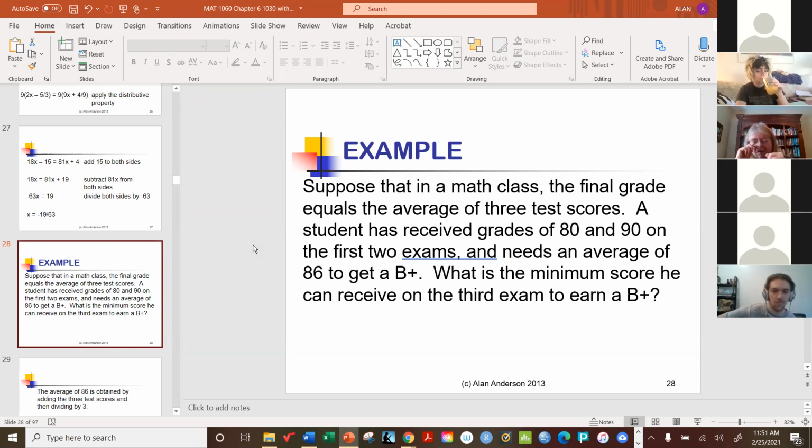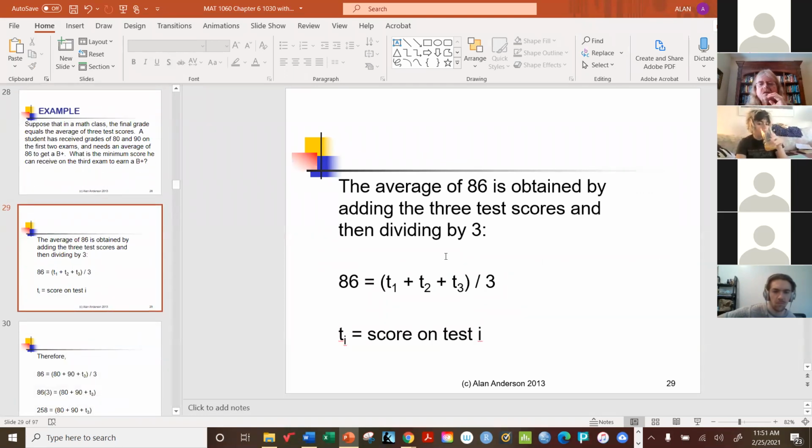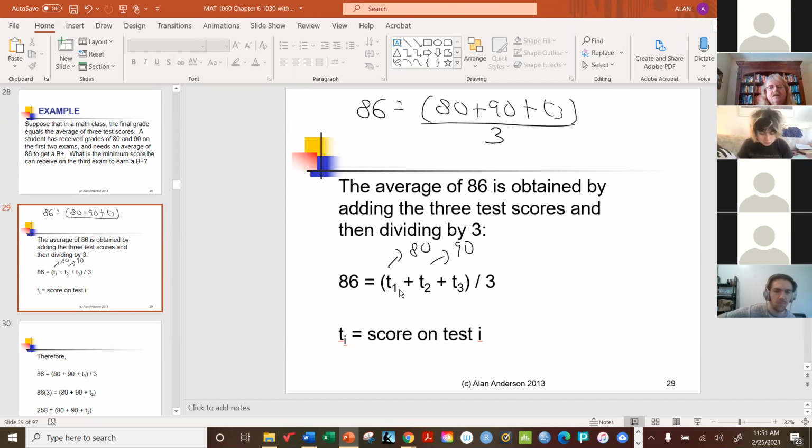This one's a little tricky because we're using an average now. So why don't we think of these 3 variables, T1, T2, and T3, to be the scores on the first 3 tests. We only know 2 of them. We've been told that the first test was an 80, and then we had a 90. So we have 86 equals (80 plus 90 plus T3) over 3. So your job is to solve for T3. Again, why don't you take a minute and see what you can come up with.